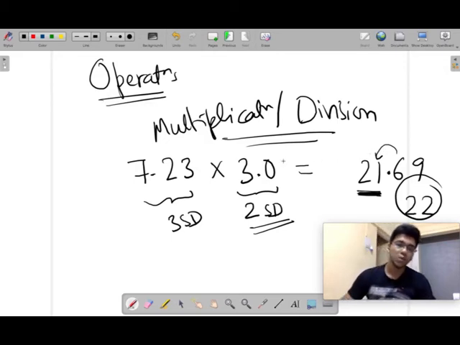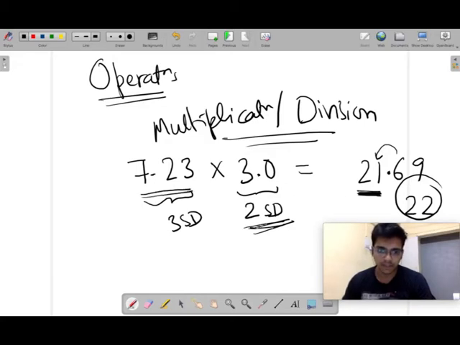So the rule here is to report the answer in the significant figures which has the least number of significant figures. This number has 3 significant figures, this has 2 significant figures. My answer should have 2 significant figures. As simple as that. So the answer is 22, which is 2 significant figures. Okay. Same applies with division. You just perform the normal division, and then the answer that you report will have the least significant figures as in one of the numbers. So that was about the significant figures and operations with significant figures.